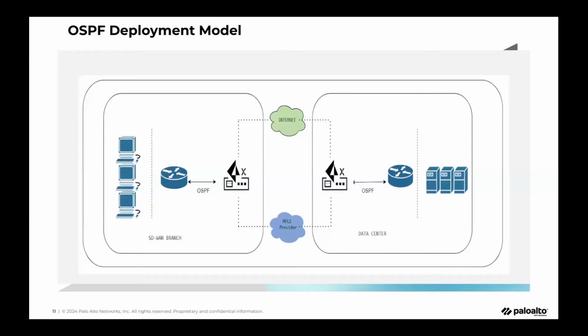OSPF is supported in both the branch and the DC LAN. On the DC, there is no support for pairing with the edge model when using OSPF. It means the customer will have to either replace the edge device or the device can sit between the edge and the core.